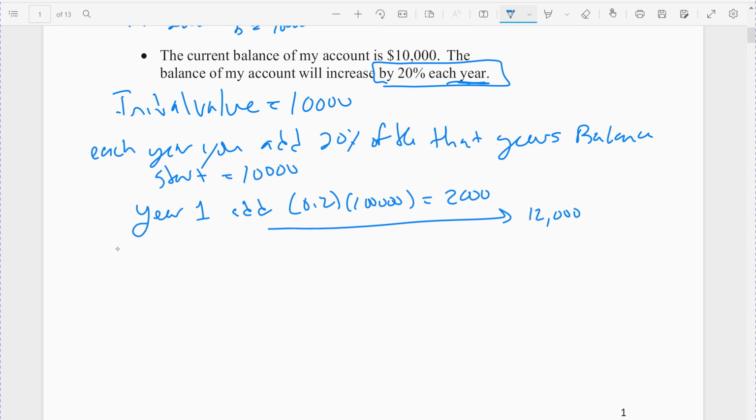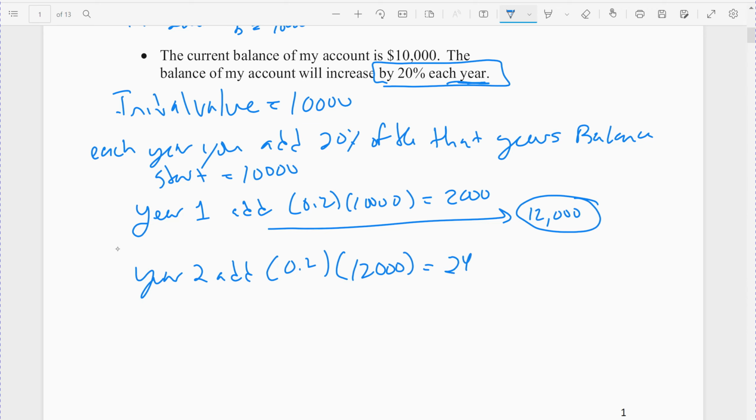So that's the same as before, but this is where it changes. Year 2, you add 20% of this balance. So it's 20% not of the original value, but of the 12,000, right? And so it's a little bit more in the second year. It's now 2,400 is what we get to add. And so the new balance after year 2 would be 14,400, so it's a little bit more.